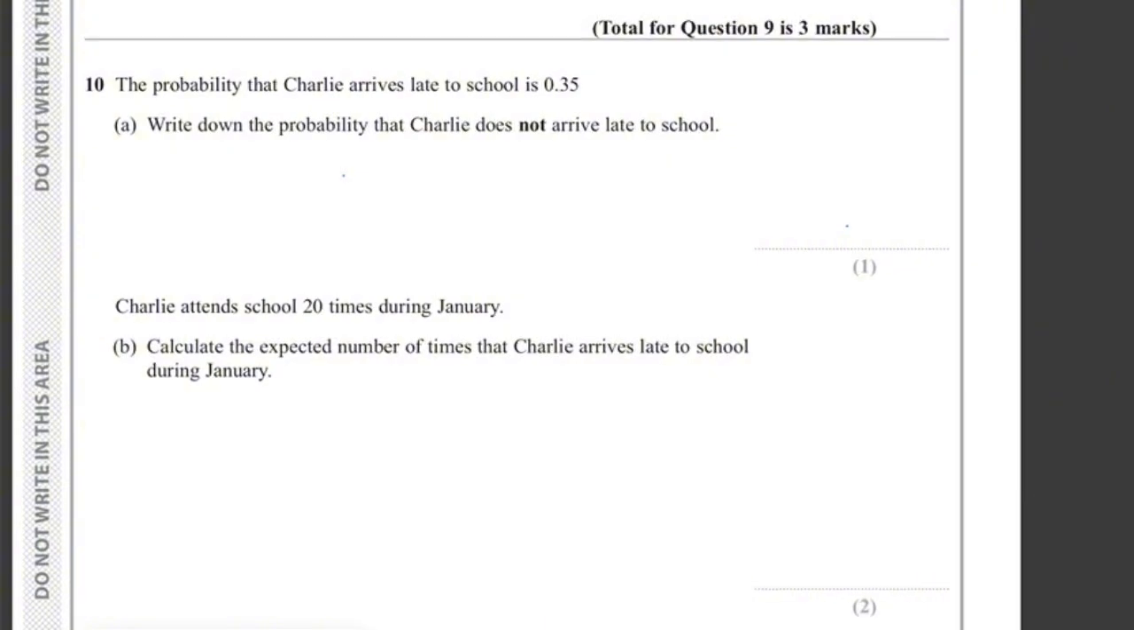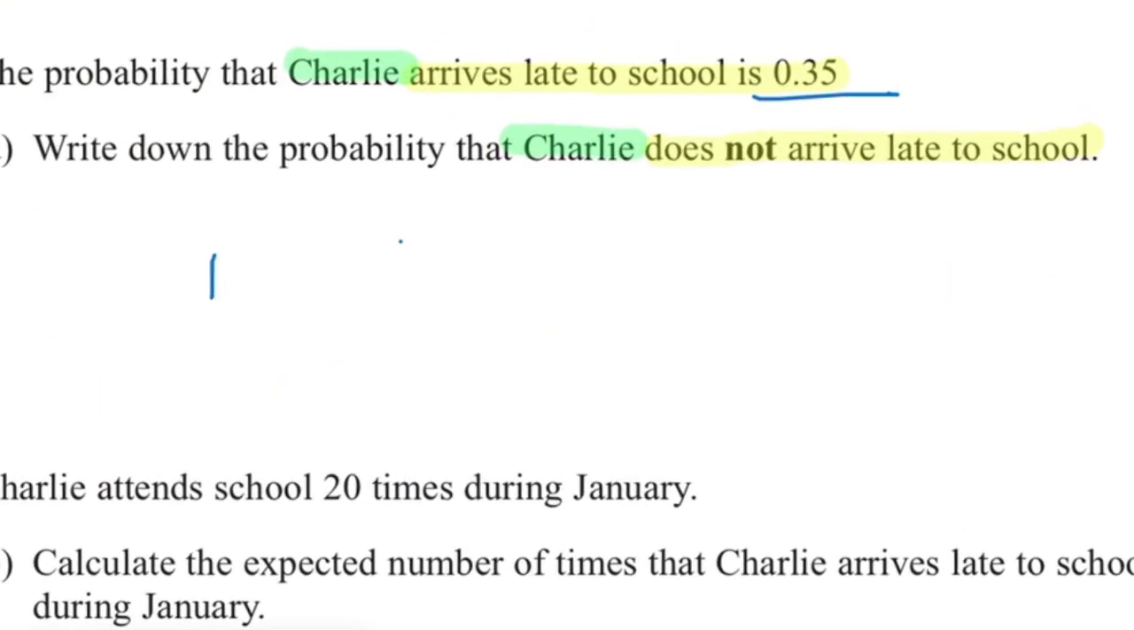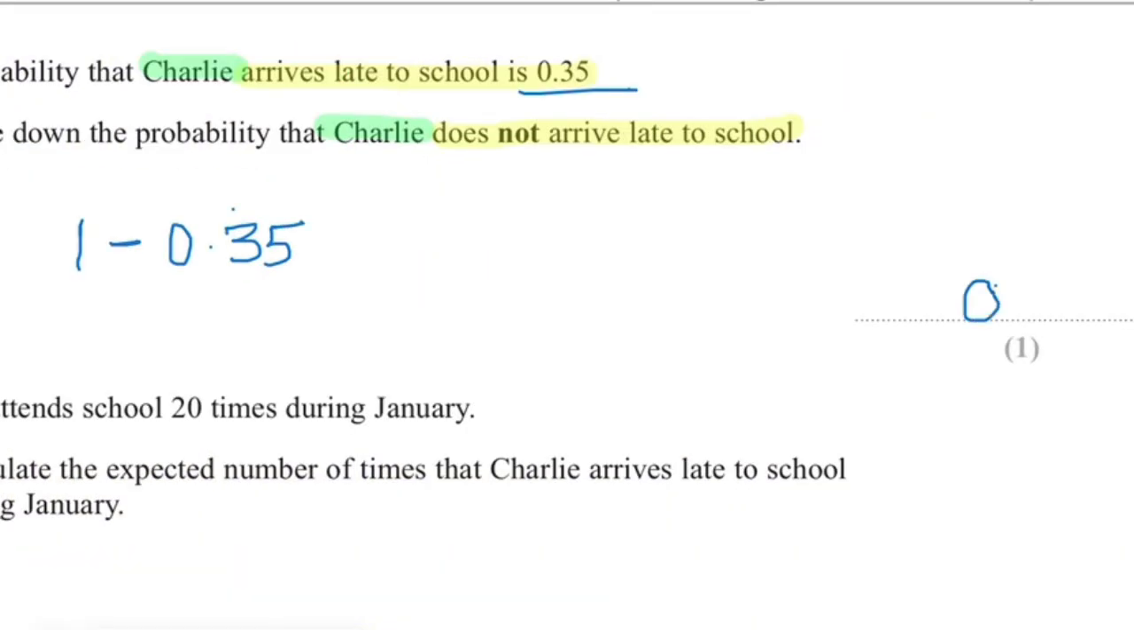So the next question is a probability question. The probability that Charlie arrives late to school is 0.35. Write down the probability that Charlie does not arrive late to school. So this question is about Charlie, right? So since we already know the probability of Charlie arriving late is 0.35, we can just subtract it from 1 to find the probability value of Charlie not arriving late to school. It gives us 0.65.